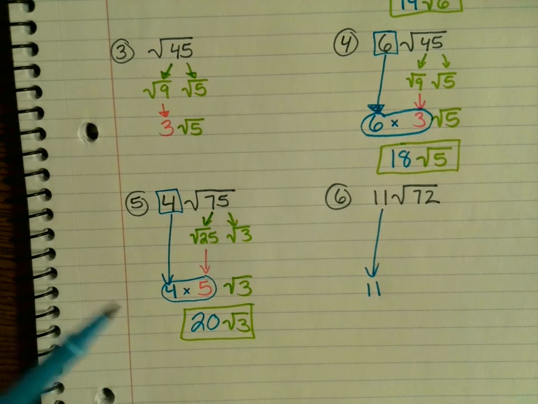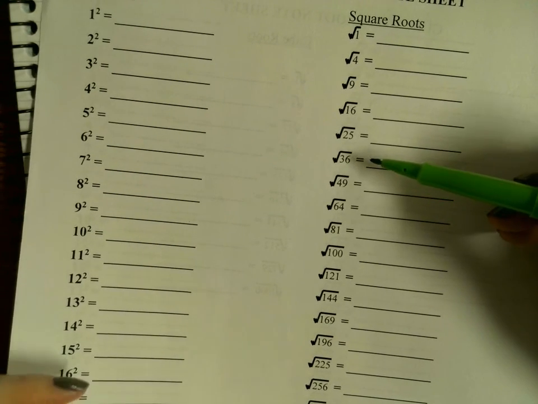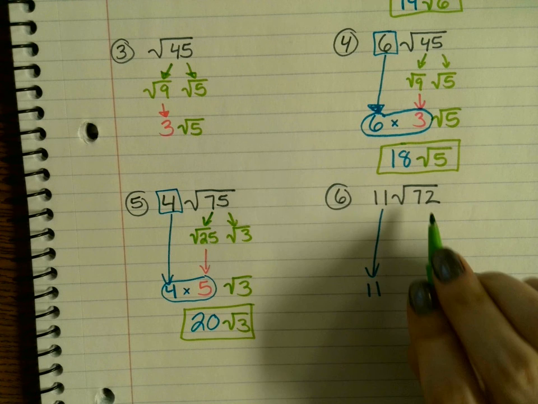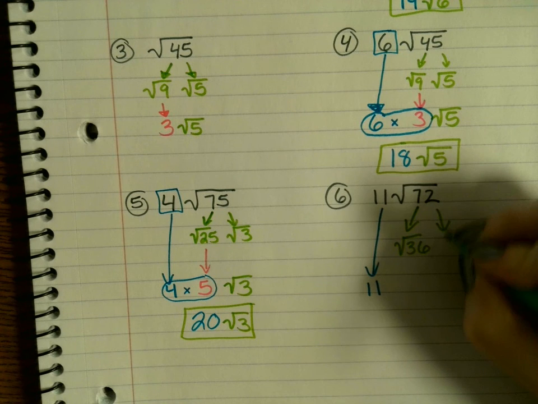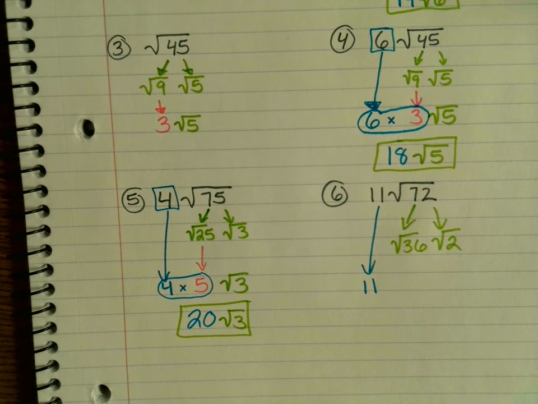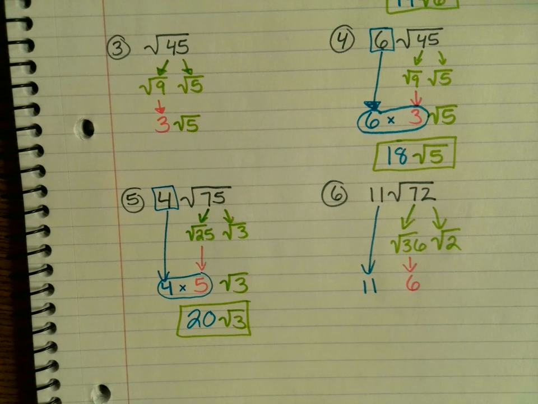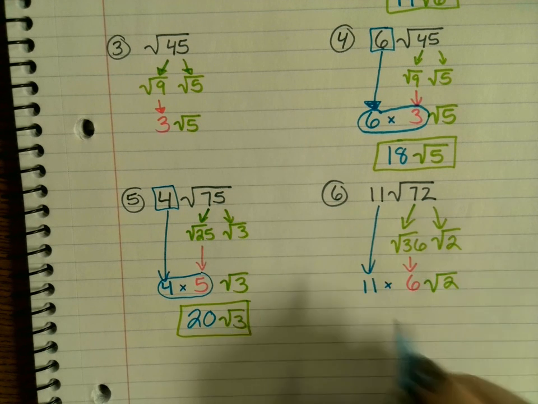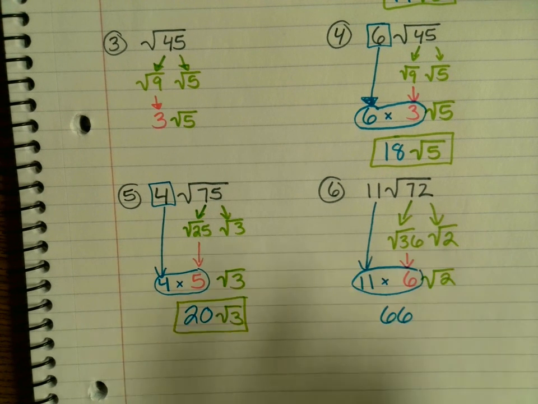72, we're going to take a look through our list. Okay, so 64 is not going to work. 49 is not going to work. But 36 does. 36 times 2 will give us 72. So we can split this up into the square root of 36 and the square root of 2, because 36 times 2 gives us 72. So now we just need to simplify. Square root of 36 is a 6. And then square root of 2 is just going to come right on down. And now we're going to multiply. We're going to take the old coefficient and multiply it by the new coefficient. And that becomes 66 square root of 2.